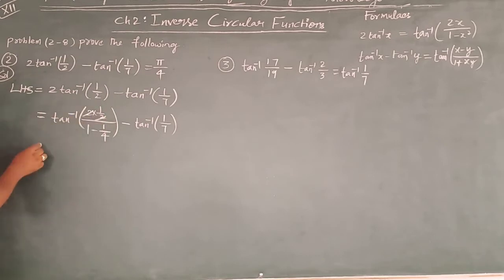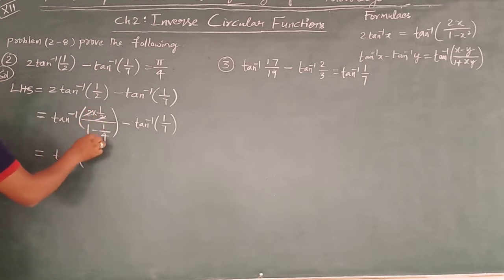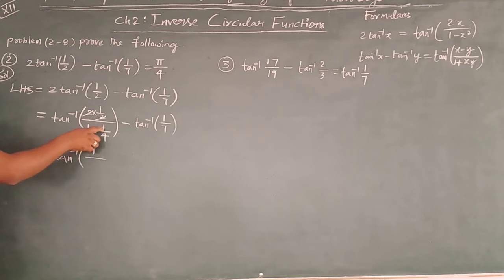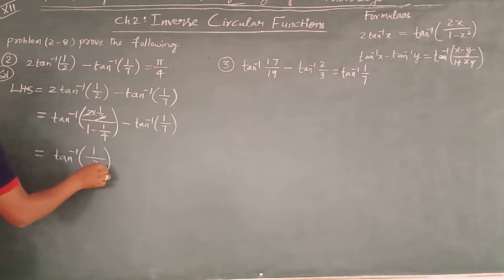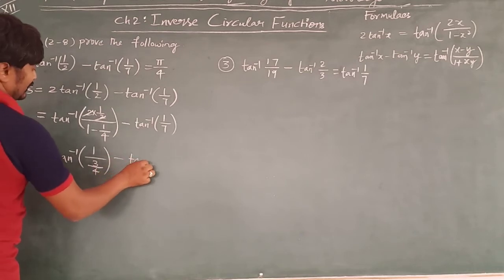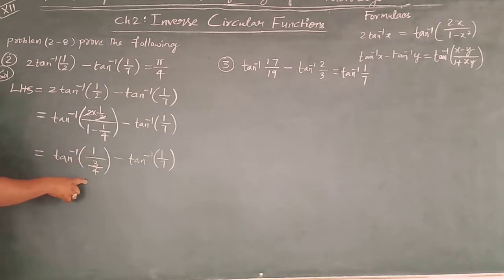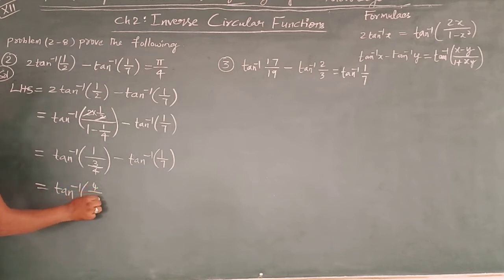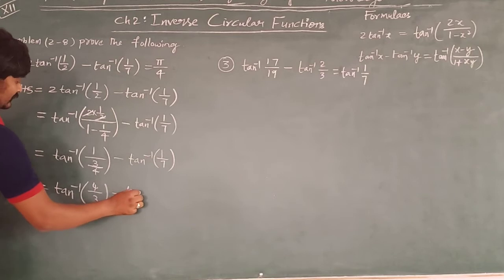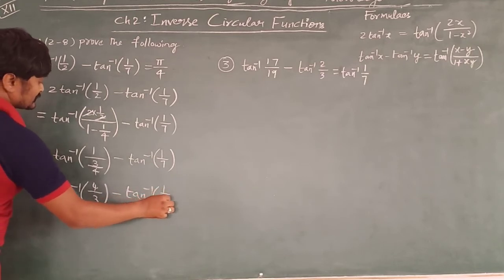Now 2 gets cancelled, that is equal to tan inverse 1 upon, here take LCM, that is 4. 4 ones are 4, 4 minus 1 is 3, 3 upon 4. So we can write this as tan inverse 3 upon 4 minus tan inverse 1 upon 7. Now 1 upon 3 upon 4 means the reciprocal of 3 upon 4, which is 4 upon 3. So tan inverse 4 upon 3 minus tan inverse 1 upon 7.